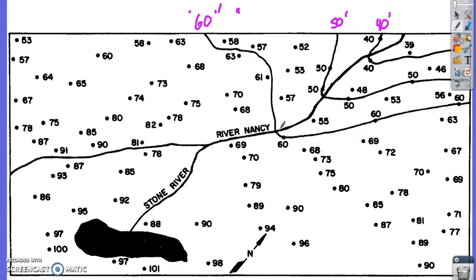Okay, so we know in this case we have a lake up here. The water is running out of the lake, running downhill, going into the river, from the Stone River into the River Nancy. All right, what a name. Okay, anyhow, but we have a problem here because technically, with the 40-foot line, everything on this side of the line should be less than that. That's good. 39 is between the 40 and 50 line. Everything should be in the 40s.